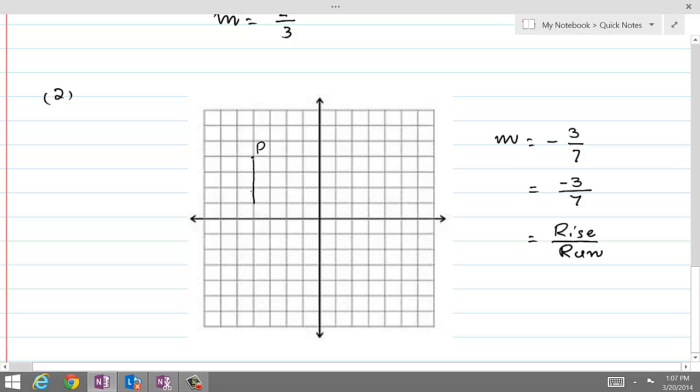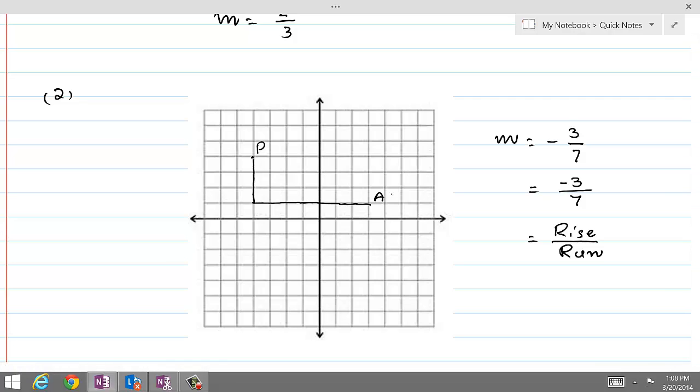And now we are going for 7 units run. Because the run is positive, we'll go toward the right. So we will draw a line 1, 2, 3, 4, 5, 6, and 7. And this is where we end up by drawing the slope minus 3 over 7.